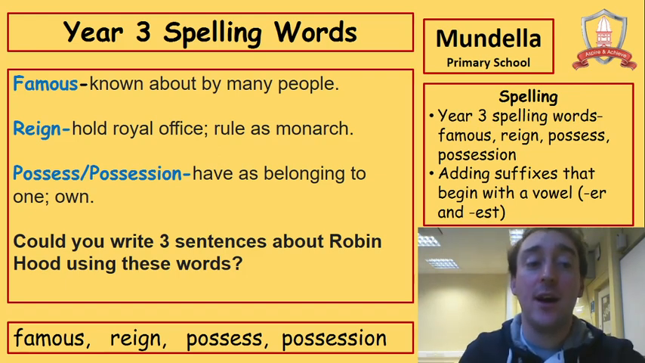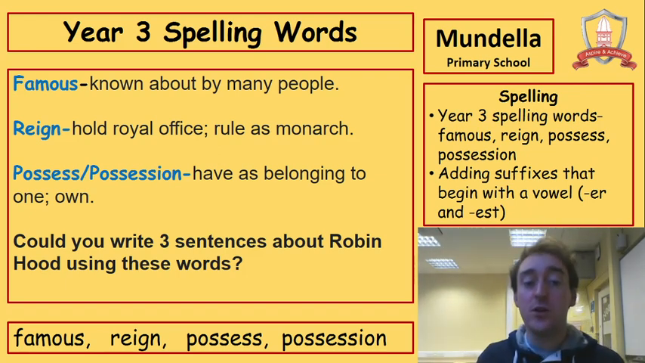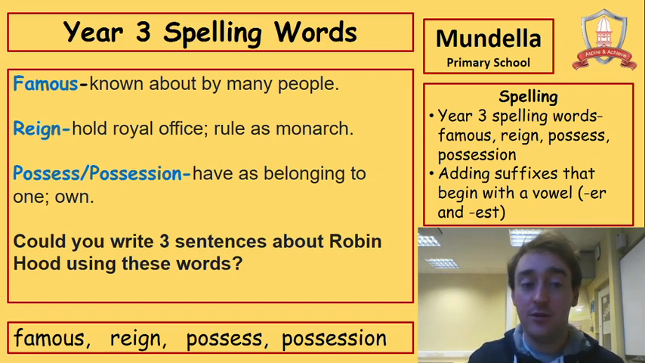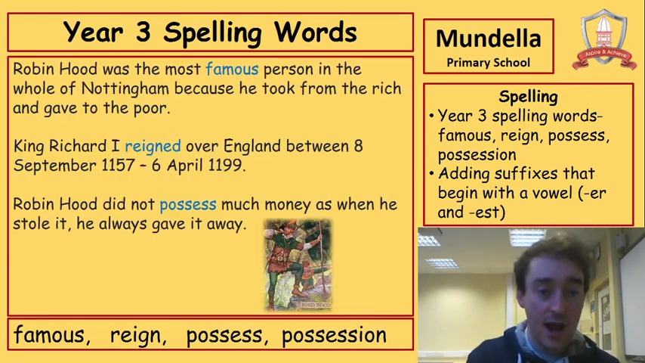Well done. Right, now that we know those 3 words, I want you to write 3 sentences, one for each, about Robin Hood using those words. So pause now, and then unpause when you've got your 3 sentences. Okay, moving on in 3, 2, 1, now.